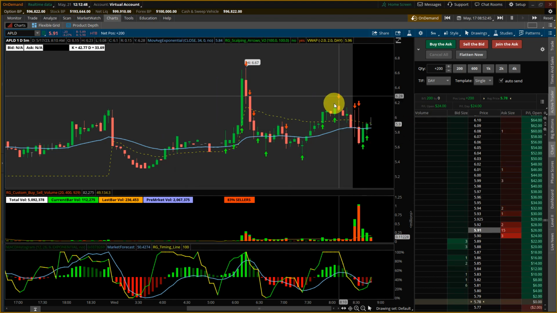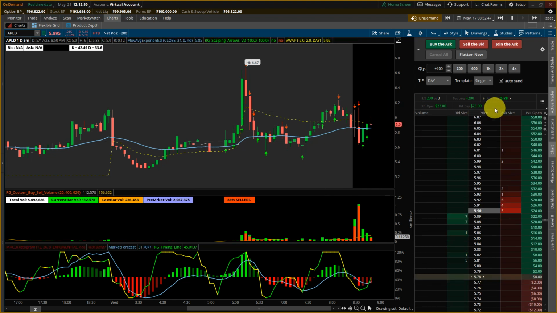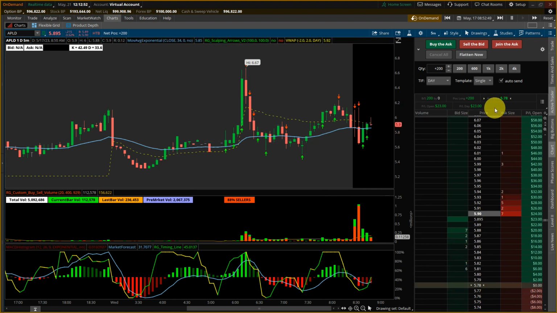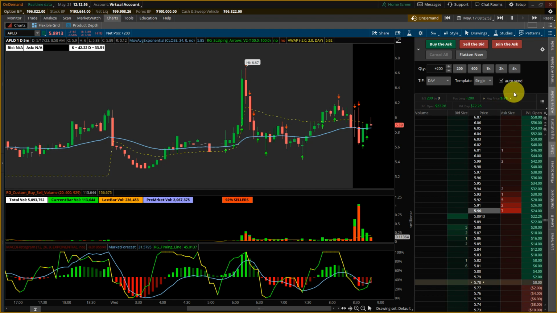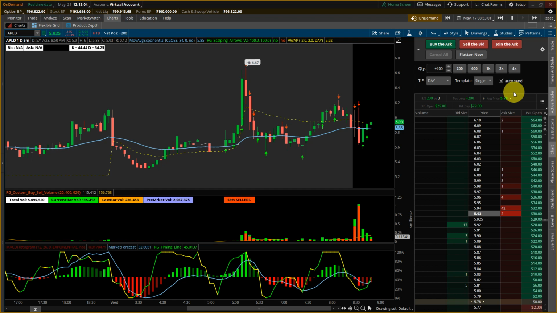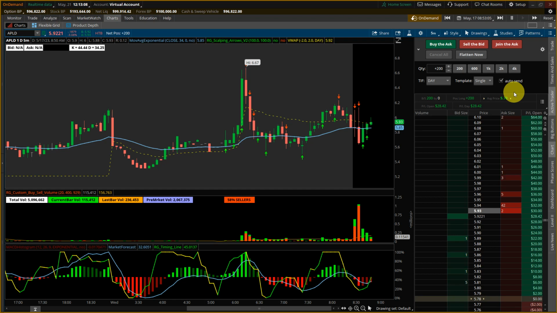Maybe I should have picked a different stock, but the market's been tough the last couple of weeks. Very hard to find something that's going up unless you find it after it's already gone up, which seems to be my case every now and then. We did get above the 34 exponential moving average, which is good.